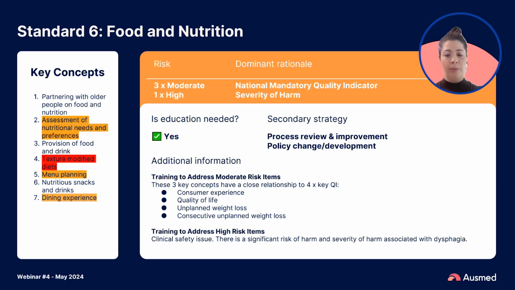As you can probably put the pieces together and are well aware by now, when it comes to the high risk item of texture modified diet, that's because of the significant harm associated with dysphagia. So it's a safety issue, which is why I've put that as a high risk requirement.